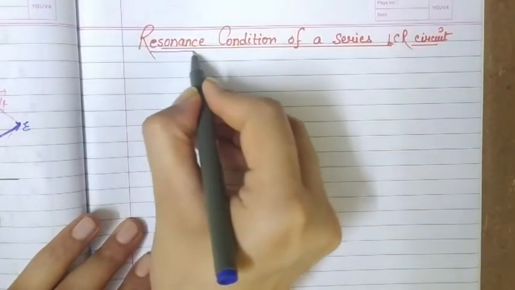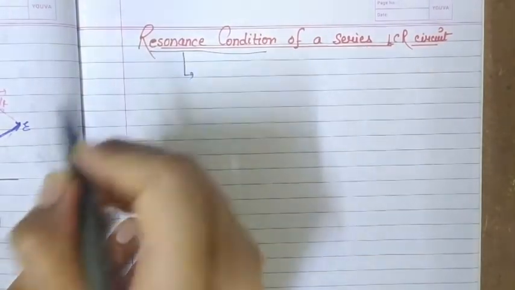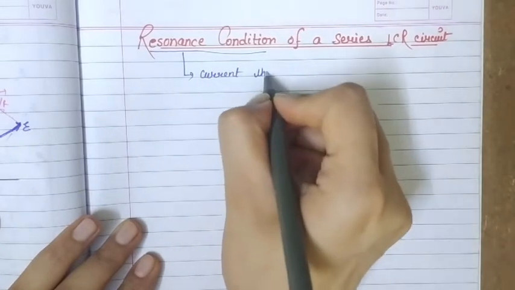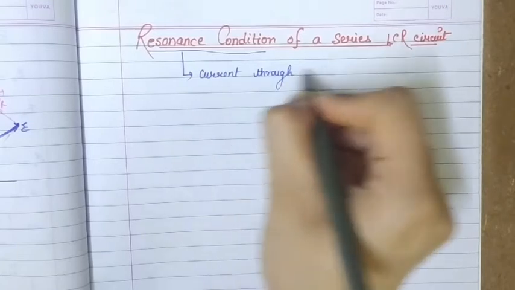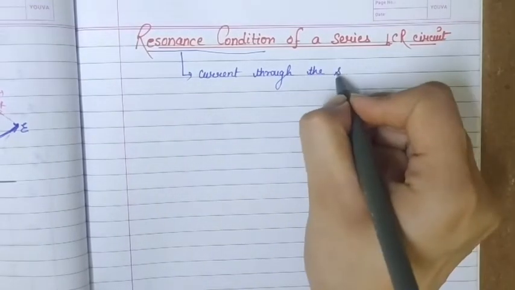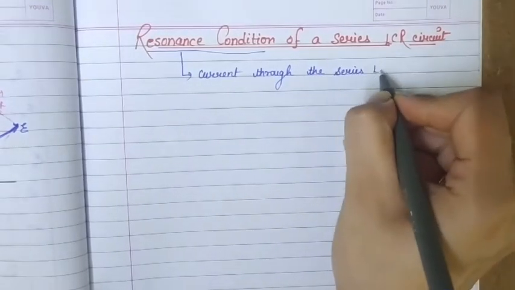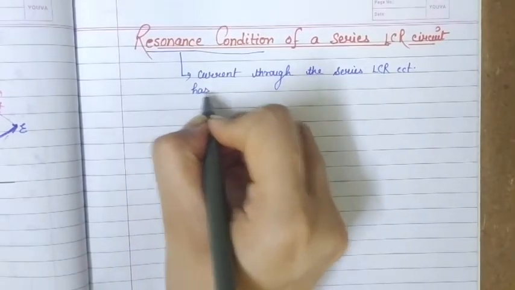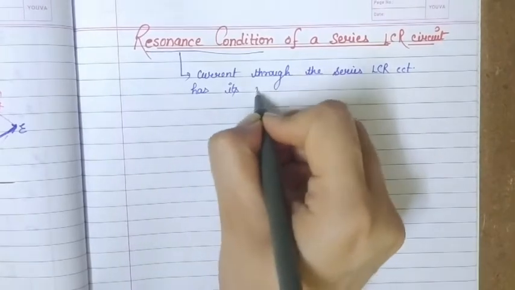So resonance condition means current through the series LCR circuit has its maximum value.